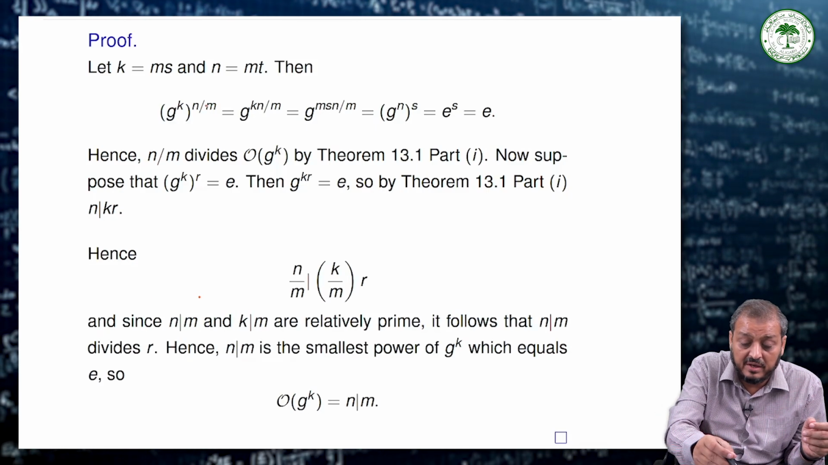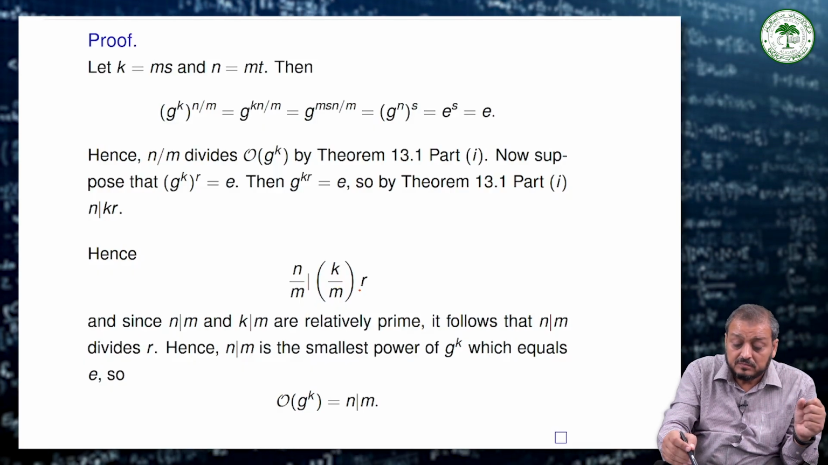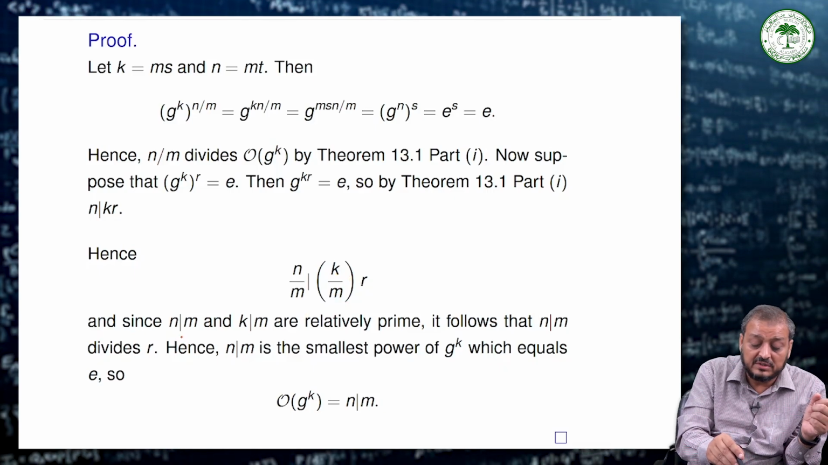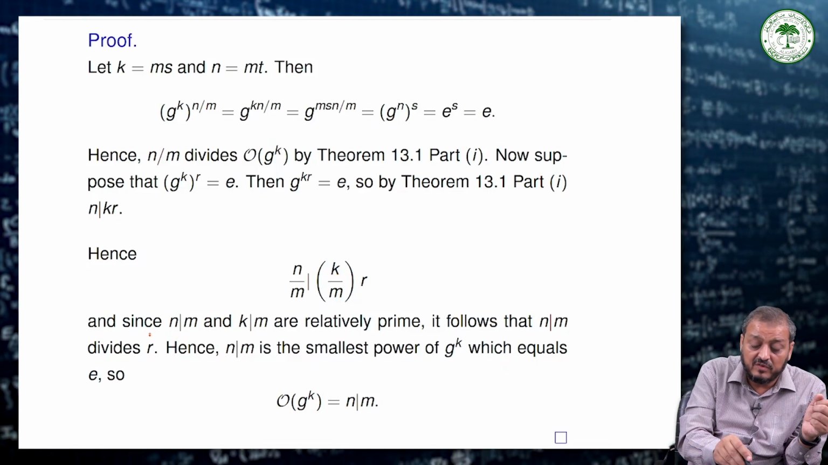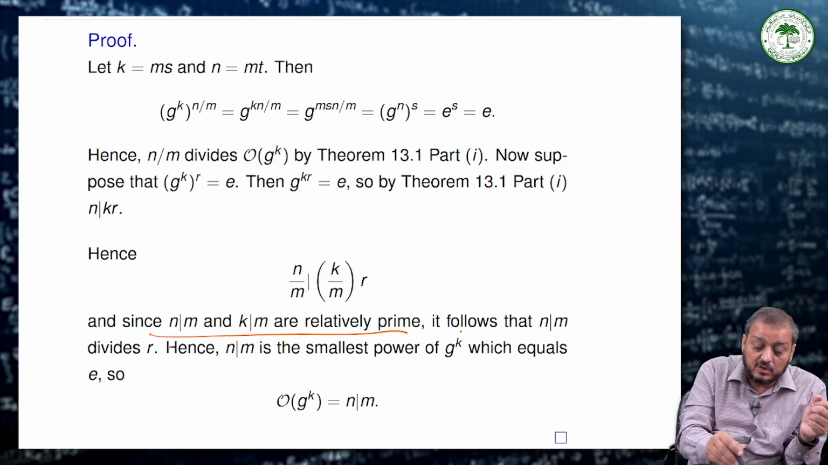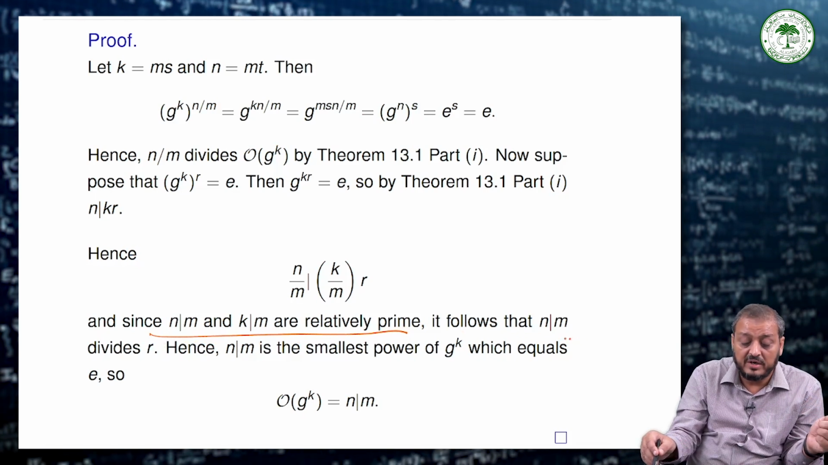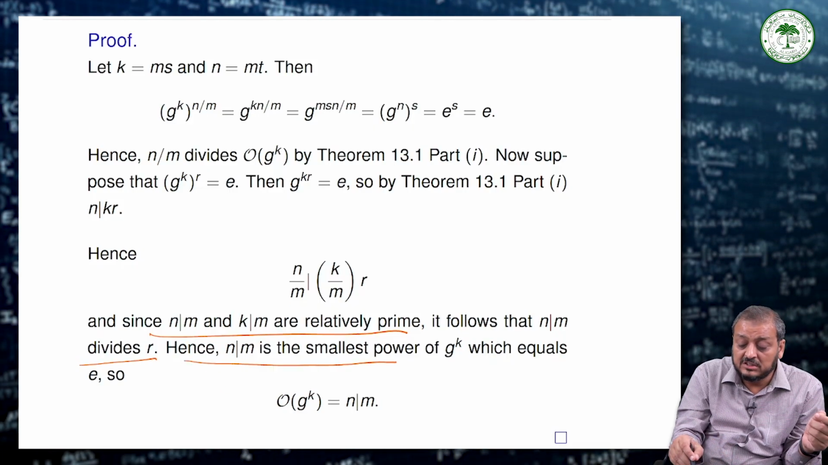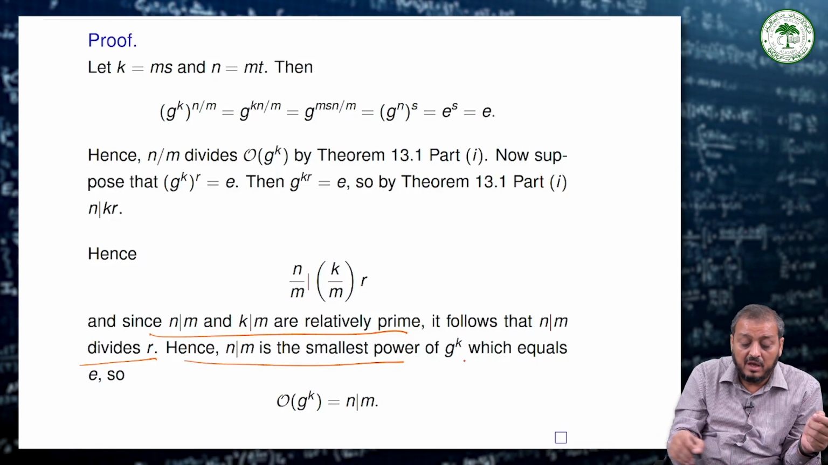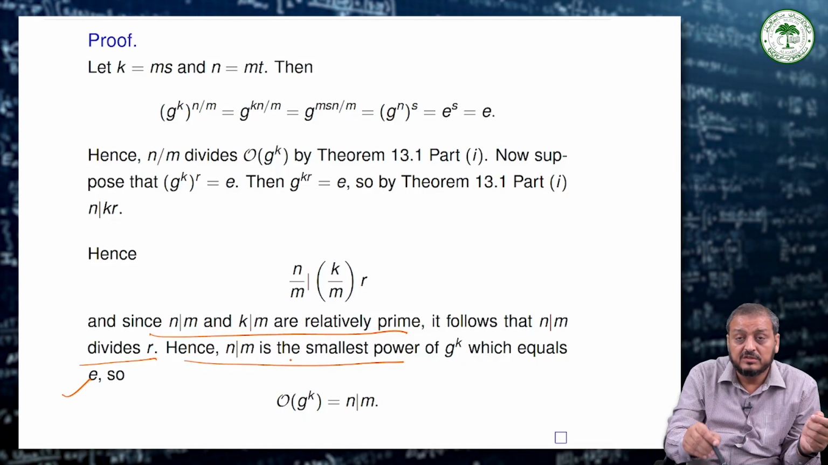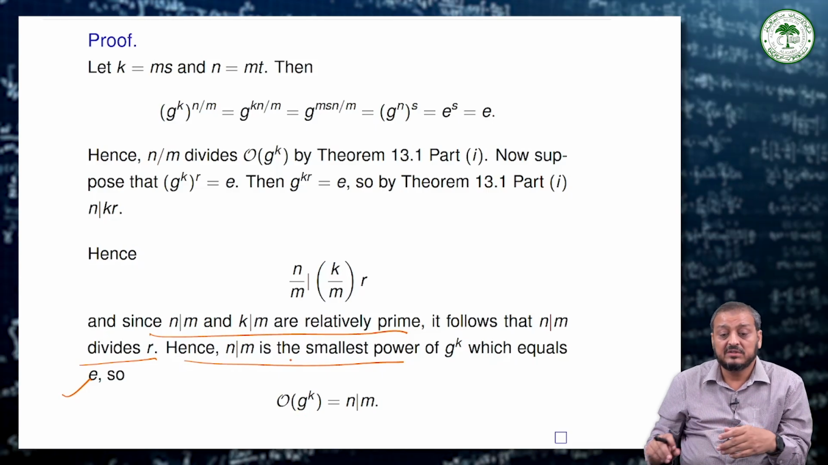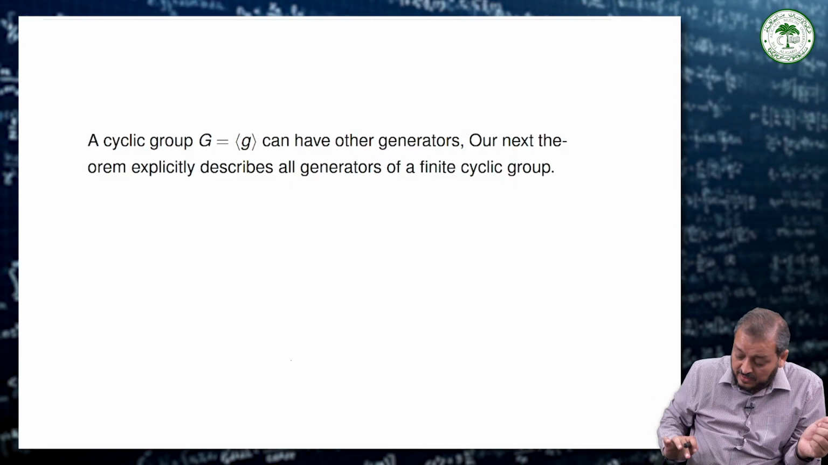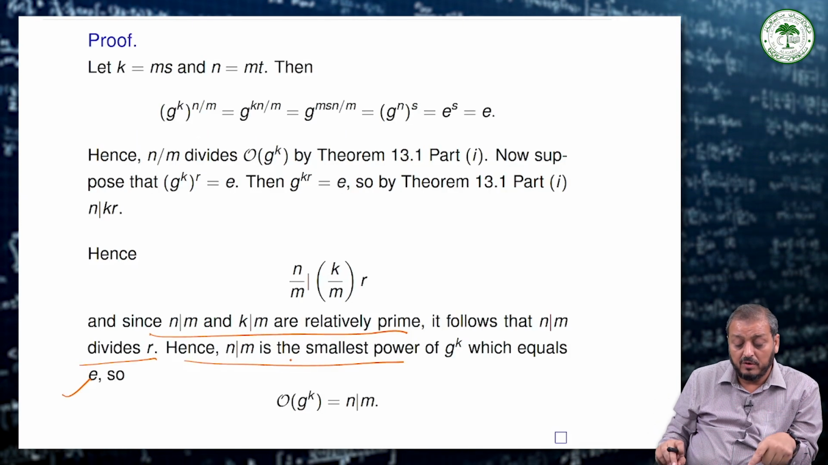So, hence n by n divides the k r, since m divides n, and k divides m are relatively prime. So these are two relatively prime, it follows that n divides m divides r, and hence n/m is the smallest power of g to the power k which is equal to e. So the order of g to the power k is the same as n divides m. So for a cyclic group, now we have to just complete the proof of this.